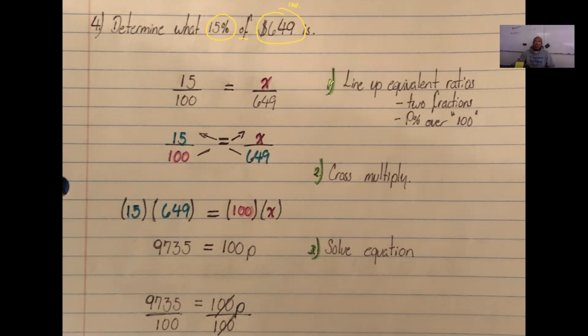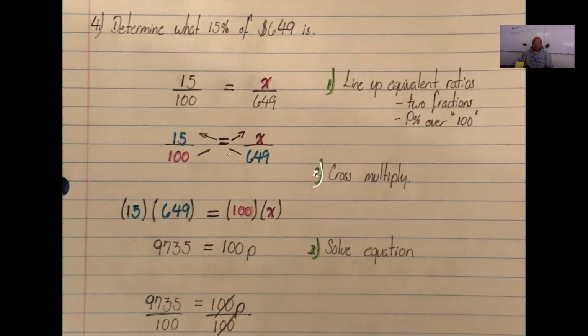Let us go ahead and do our first step where we line up our equivalent ratios. By now, you know we're always going to have two ratios. So there's my two ratios. We're going to put our percent over 100. Notice how they give us 15%. We want to know what 15%, so we're going to put that over 100, of 649 is. In essence, I'm saying that 100% is 649. We want to know what 15% is. That is what we're wondering. And so that's why we set it up like this.